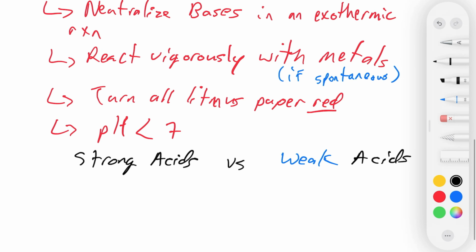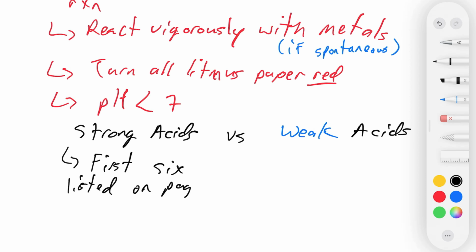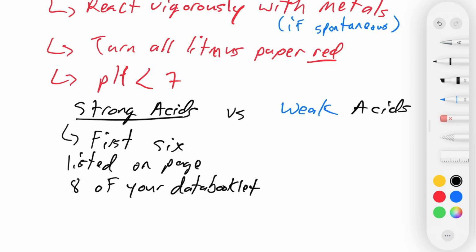and when we say strong acids, we're referring to the first 6 listed on page, I believe it's page 8 of your data booklet. So everything right before H3O plus. So strong acids are the first 6 listed on the data booklet. They fully ionize into solution.